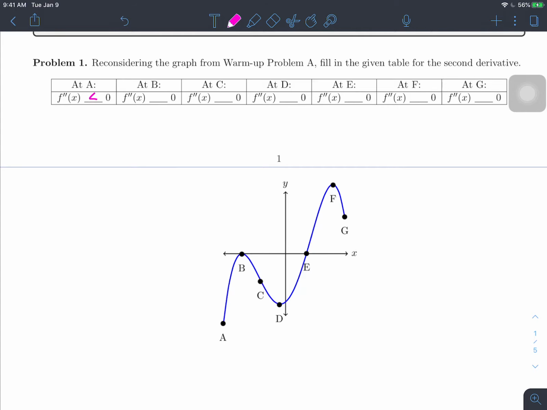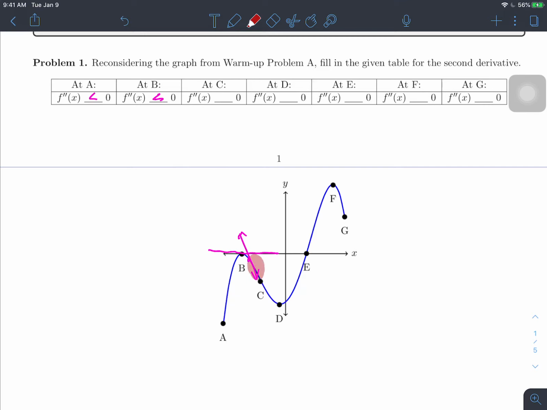Now at B, I'm going to say the exact same thing, because if I look at my tangent line right at B, it looks like this, and shortly thereafter, we're pointing down, right? Which means that the slope of my tangent line decreased again. So I'm still going to say less than 0.